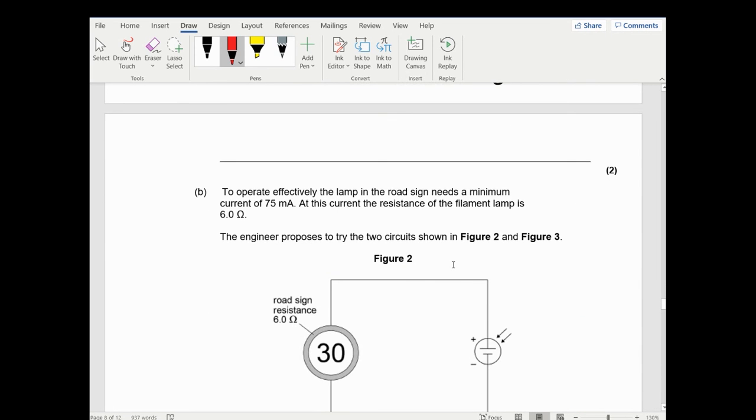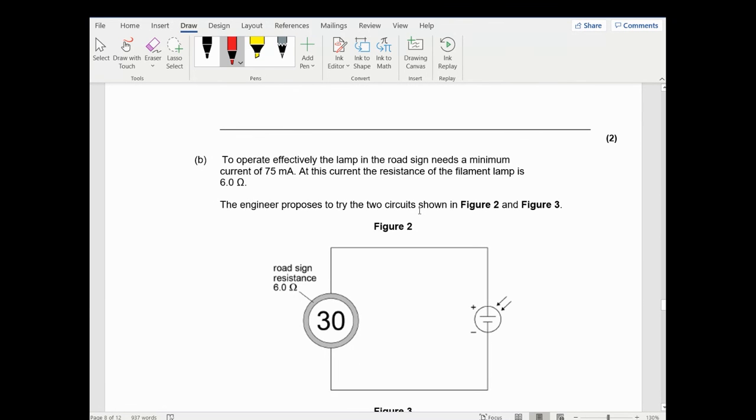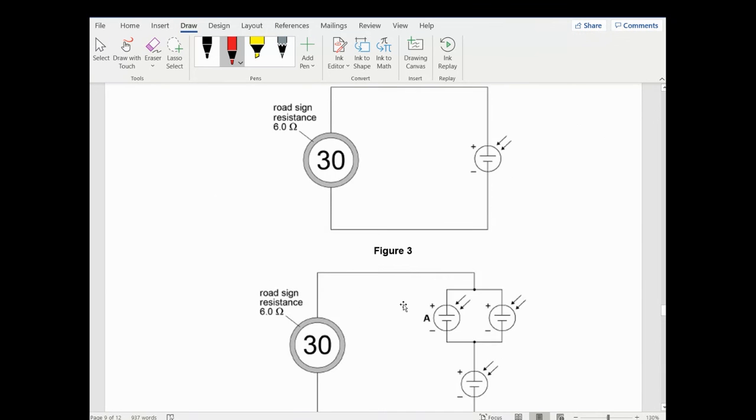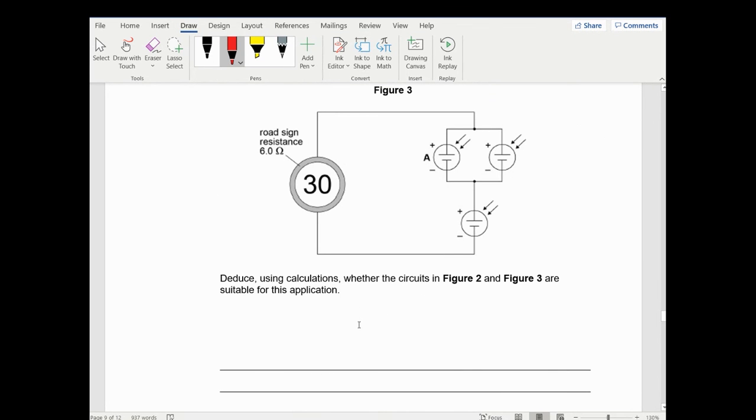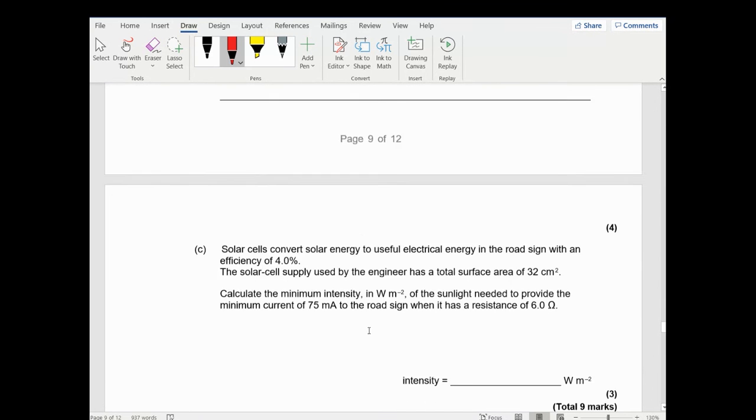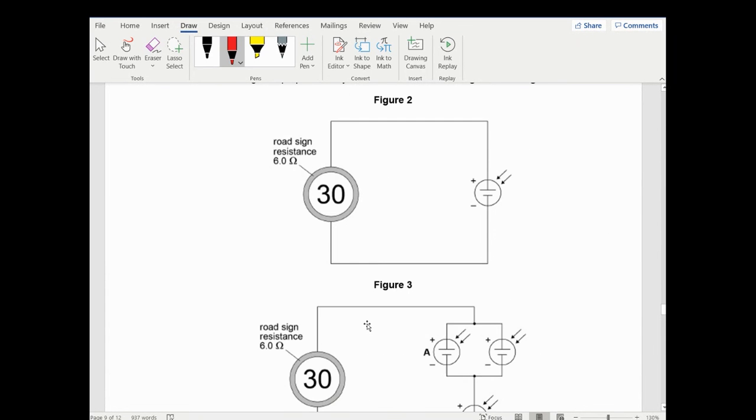To operate effectively, the lamp needs a minimum of 75 milliamps. At this current, the resistance of the filament lamp is 6 ohms. The engineer proposes to try the two circuits shown in Figure 2 and Figure 3. Deduce using calculations whether the circuits in Figure 2 and Figure 3 are suitable for this lamp. Like I said, this is a second year paper.